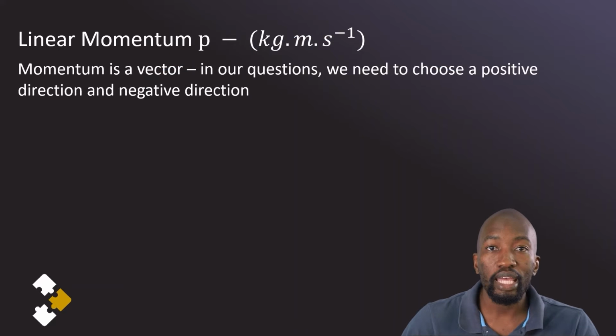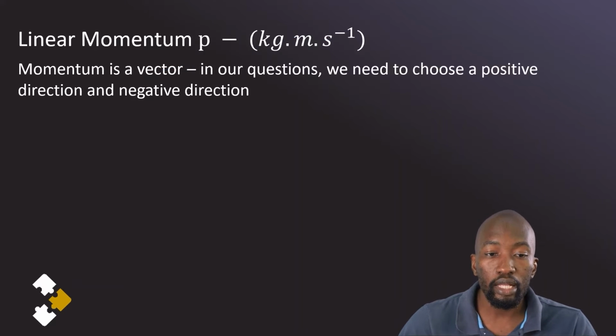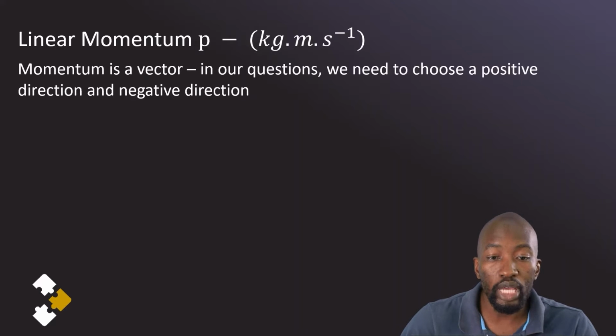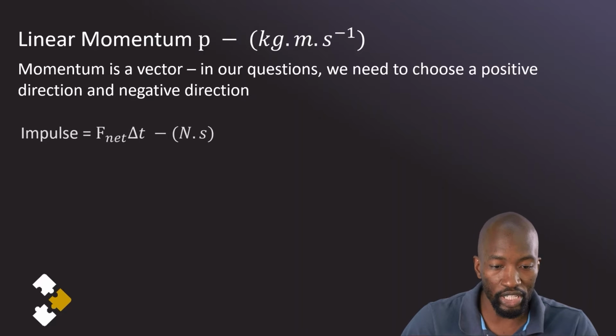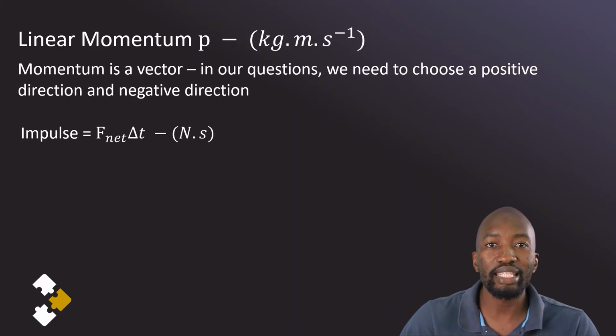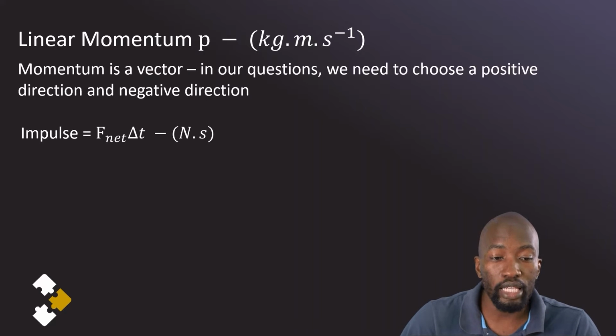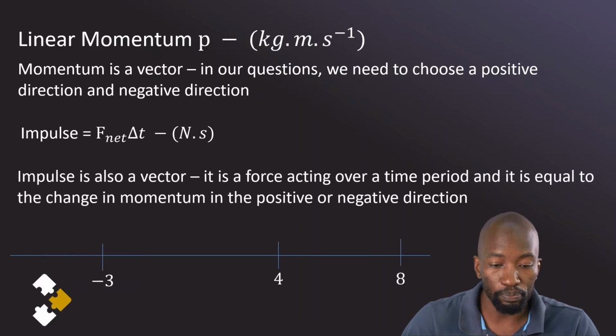Now, linear momentum is given by P, and its SI unit is kilogram meter per second. Momentum is a vector. In our questions, we need to choose a positive direction and a negative direction. Impulse, which is F net multiplied by delta T, has the SI unit Newton second, because force is in newtons and time is in seconds. Impulse is a vector. It is a force acting over a period of time, and it is equal to the change in momentum in the positive or negative direction.